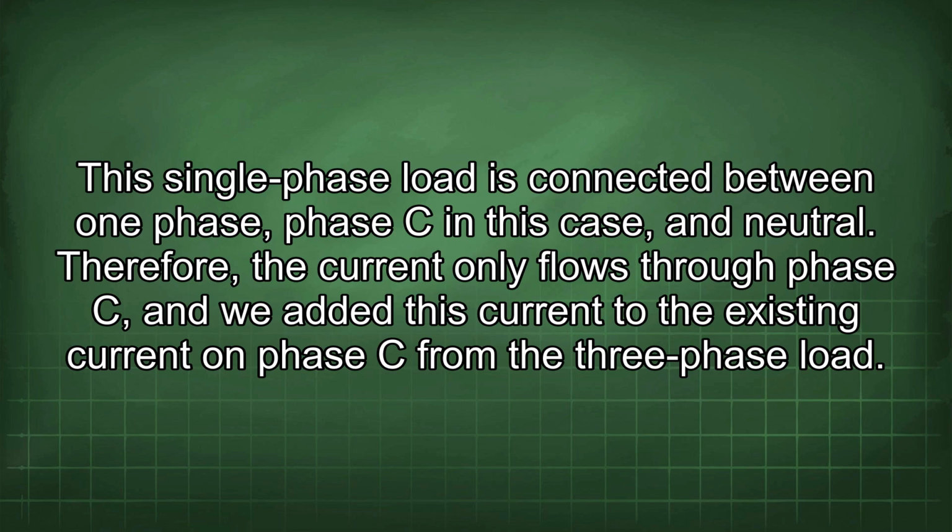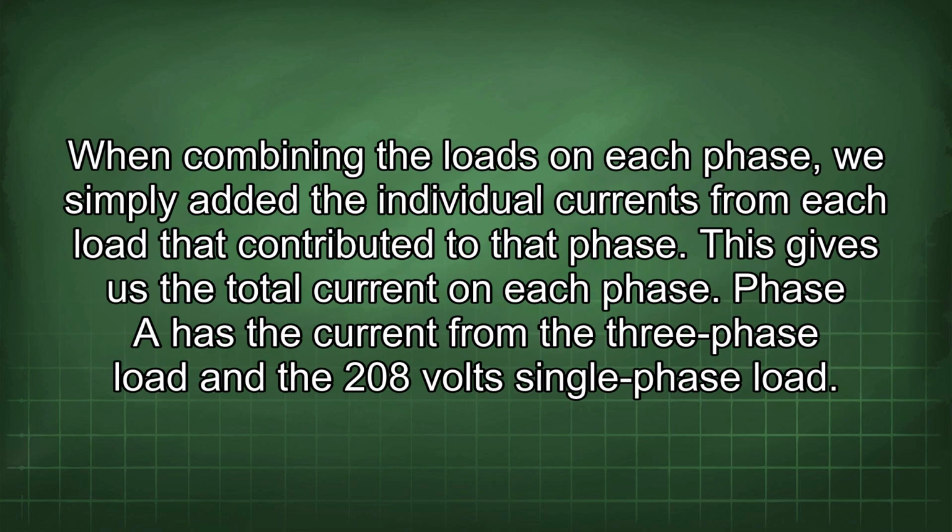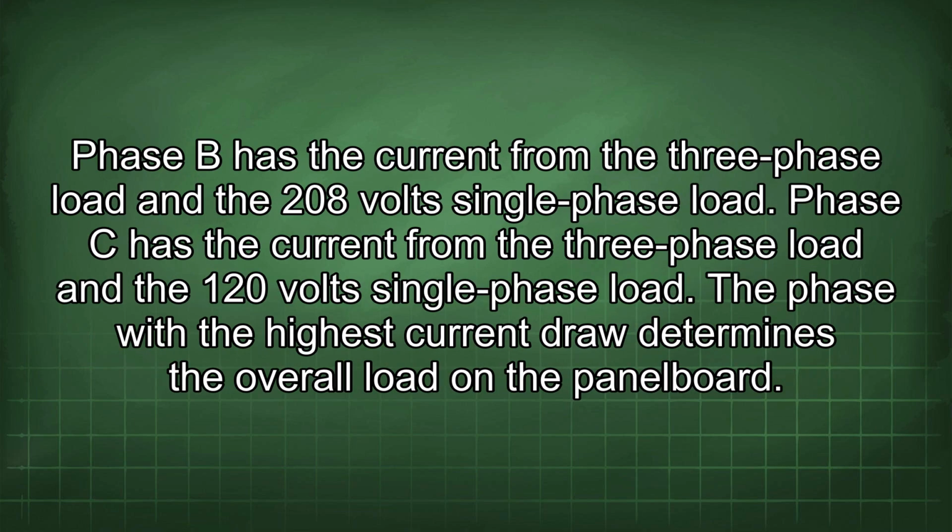from the three-phase load. When combining the loads on each phase, we simply added the individual currents from each load that contributed to that phase. This gives us the total current on each phase. Phase A has the current from the three-phase load and the 208-volt single-phase load. Phase B has the current from the three-phase load and the 208-volt single-phase load. Phase C has the current from the three-phase load and the 120-volt single-phase load.